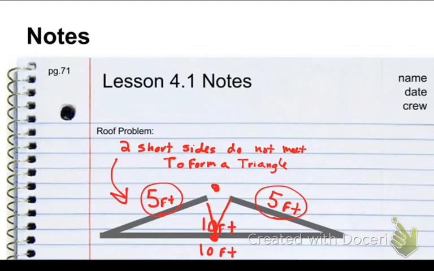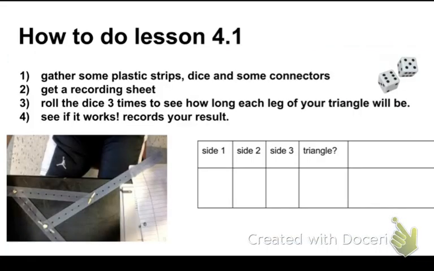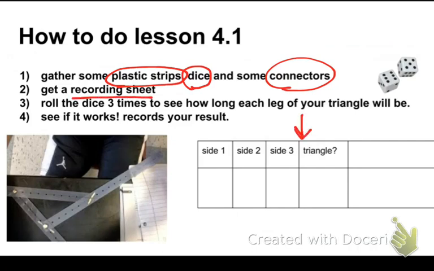Now let's talk about lesson 4.1 and how it works. For lesson 4.1, here's how you're going to do it. You're going to come to class ready with 3 really important tools. You're going to need some plastic strips called poly strips. You're going to need some dice. And you're going to need some connectors, some little brass fasteners. And you're also going to need a recording sheet. And the recording sheet looks a lot like this.